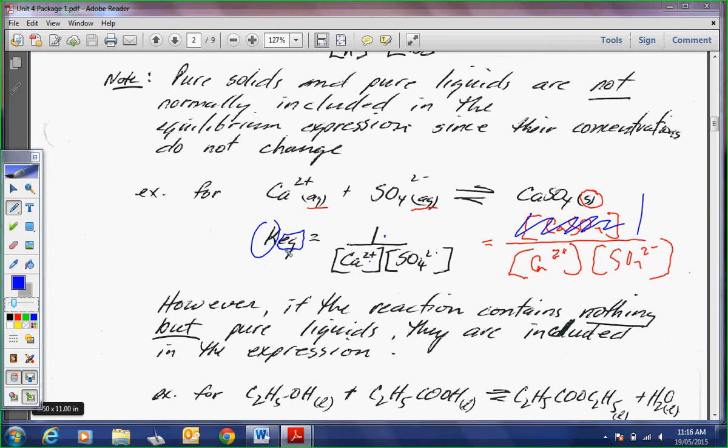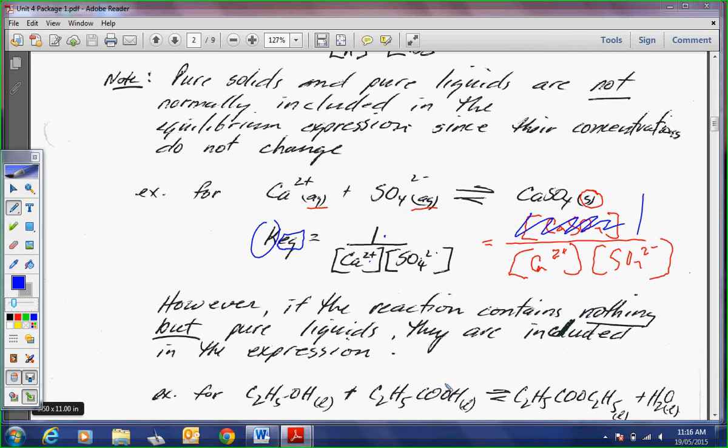So the formula only works for homogeneous, then, if you're removing any differences? No, the formula is still the same, but you exclude any solids or liquids. Okay, it has to be aqueous to work in the formula? No, it could be all liquids.